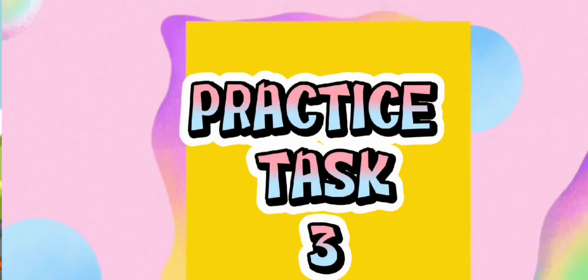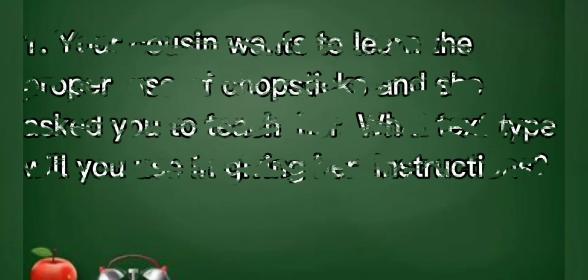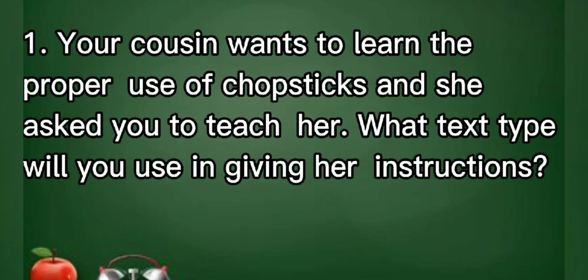We now have the last task. We have situations and we will tell what text type is being used based on the descriptions provided in the discussion. Number 1. Your cousin wants to learn the proper use of chopsticks and she asks you to teach her. What text type will you use in giving her instructions?